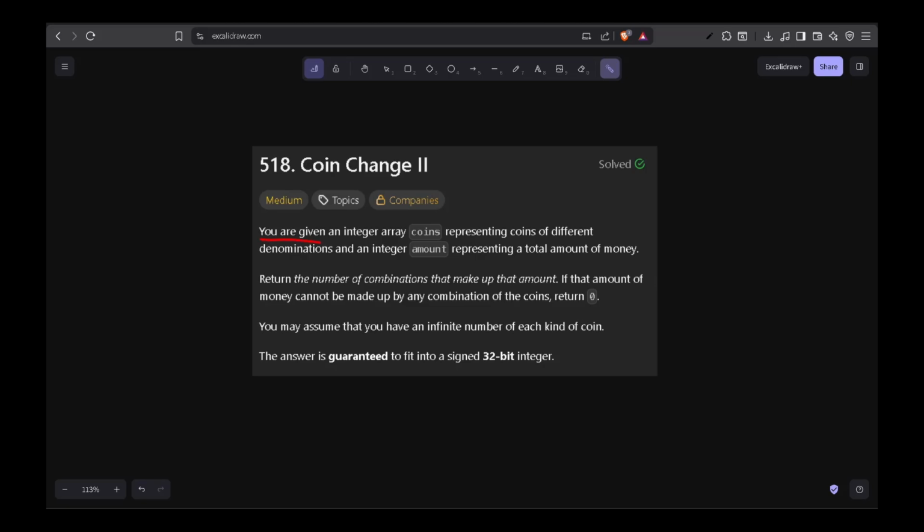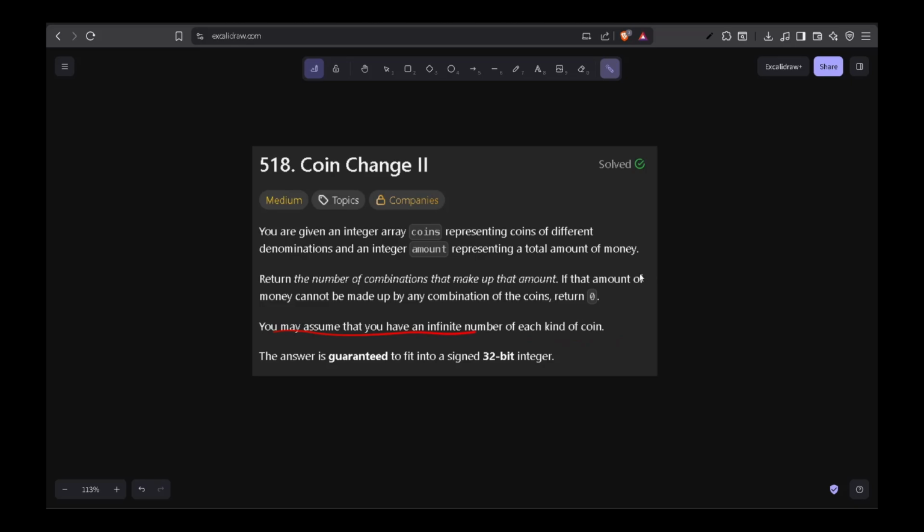You are given an integer array of coins representing coins of different denominations and an integer amount representing a total amount of money. Return the number of combinations, this is a keyword and we'll get back to it, that make up that amount. If that amount of money cannot be made by any combination, return 0. You may assume that you have an infinite number of each kind of coin.